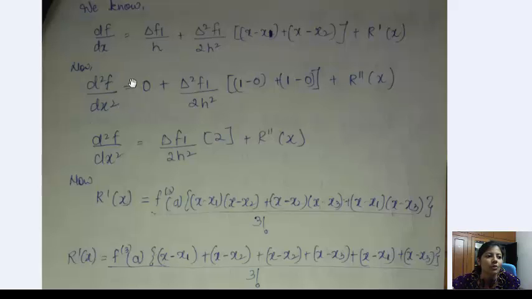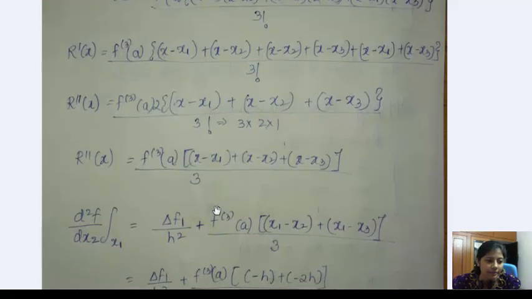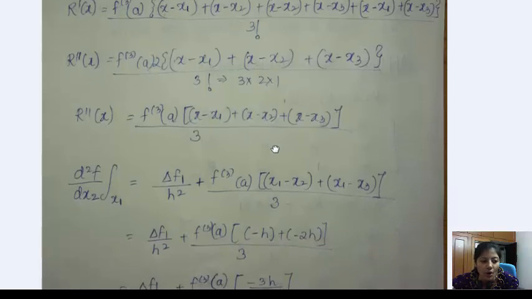Next we have to find the second derivative of this same function. So we'll use the first derivative, differentiate it again, and we are left with the second derivative, that is del square f1 upon h square plus the relative error, the double differentiation of the relative error. Again we'll differentiate the error term, that is R double dash of x, and we have got f triple dash of a into ((x minus x1) plus (x minus x2) plus (x minus x3)) upon 3. Here we have applied the product rule of differentiation.